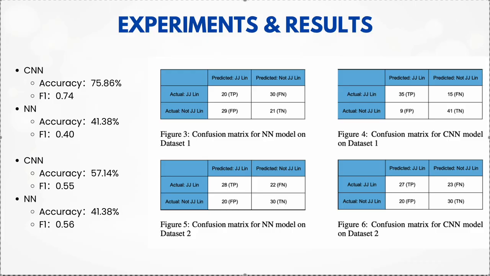Now our results. Here we present our main results on dataset 1. The CNN achieved about 76% accuracy and an F1 score of 0.74, while the NN achieved only around 41% accuracy and an F1 score of 0.4. On dataset 2, the CNN obtains 57% accuracy and an F1 score of only 0.55, again outperforming the NN baseline. From the confusion matrices, we can see the CNN is much better at identifying JJ Lin correctly, while the NN tends to classify many JJ Lin images as non-JJ Lin.